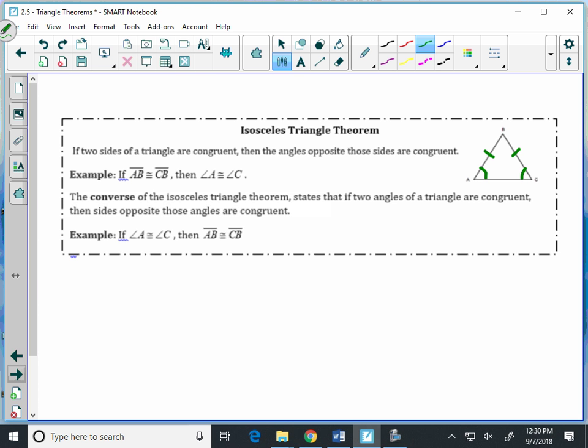solve problems involving triangles. The converse of this, converse just means like reverse order, switch. Okay? The converse of the isosceles triangle theorem states that if two angles are congruent, then those sides across from those angles are congruent. It just switches the angles and the sides. Okay? So, for example, if A and C are congruent, then the sides across from those angles are also congruent. So then AB and CB are the same. I just switched it.